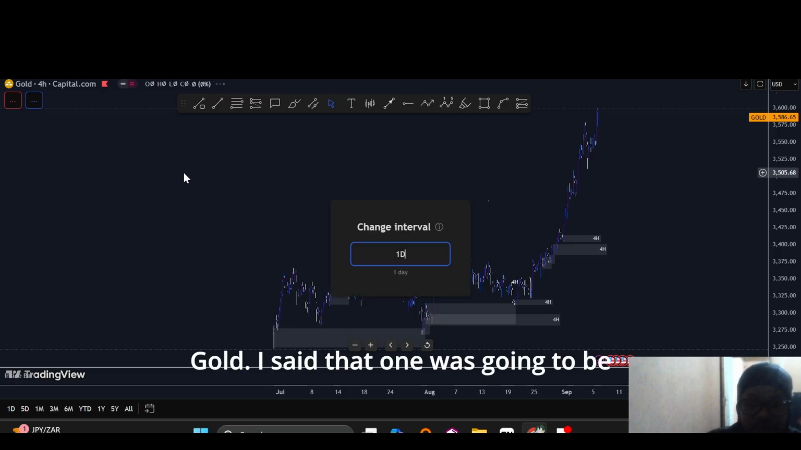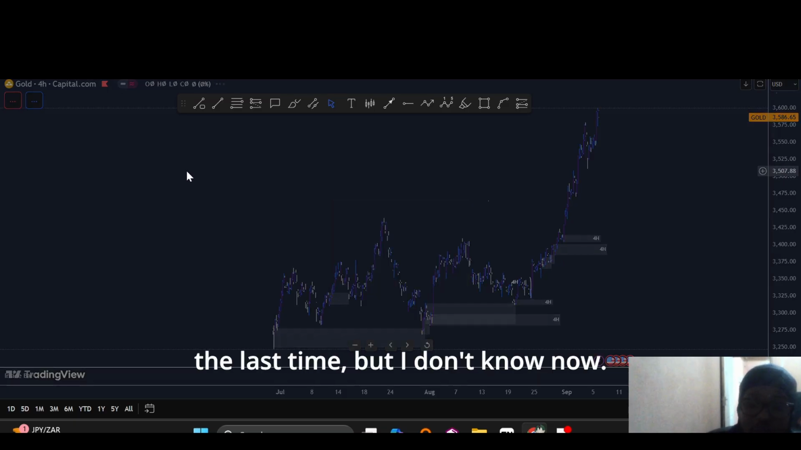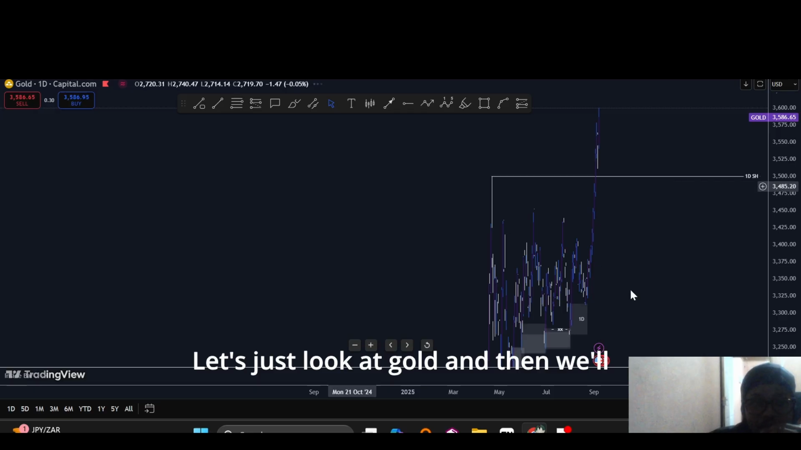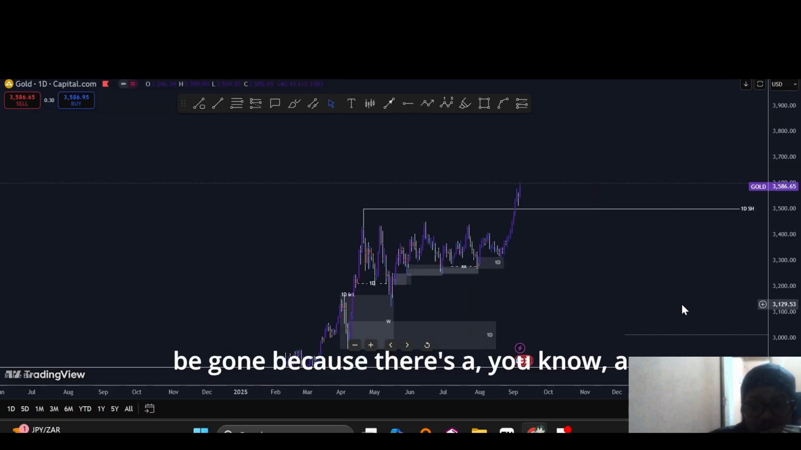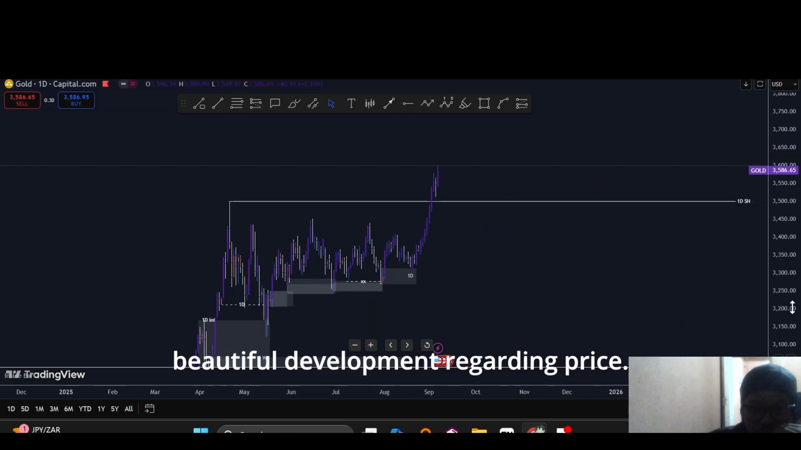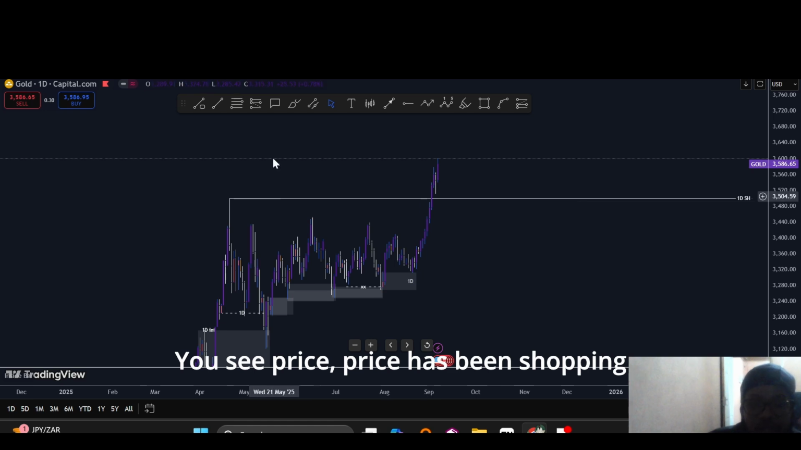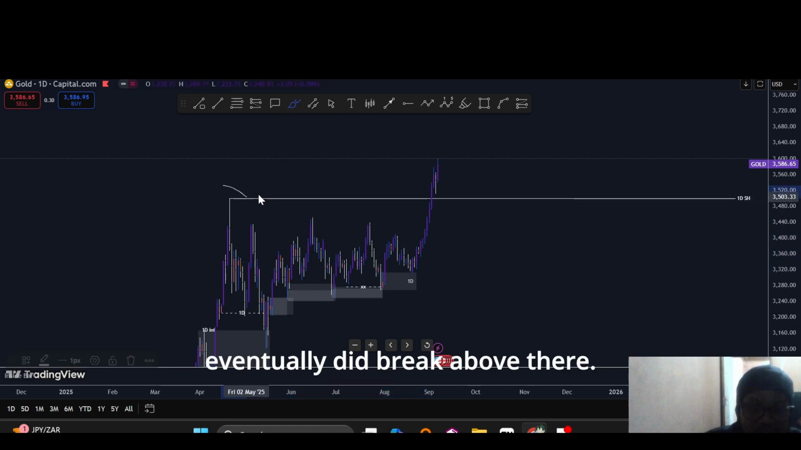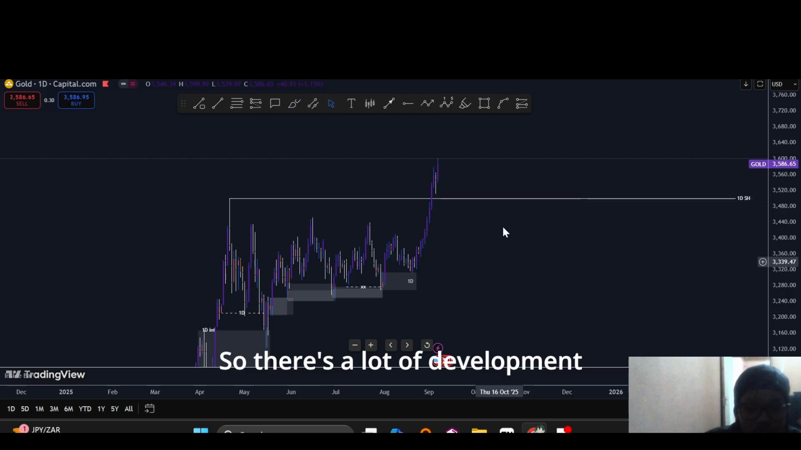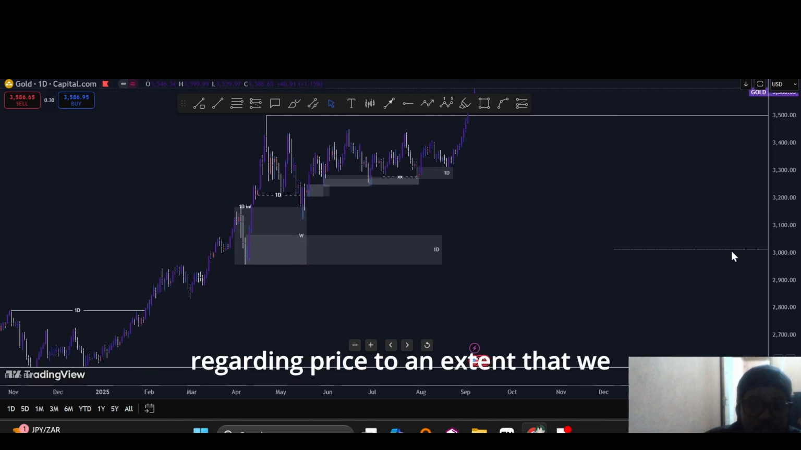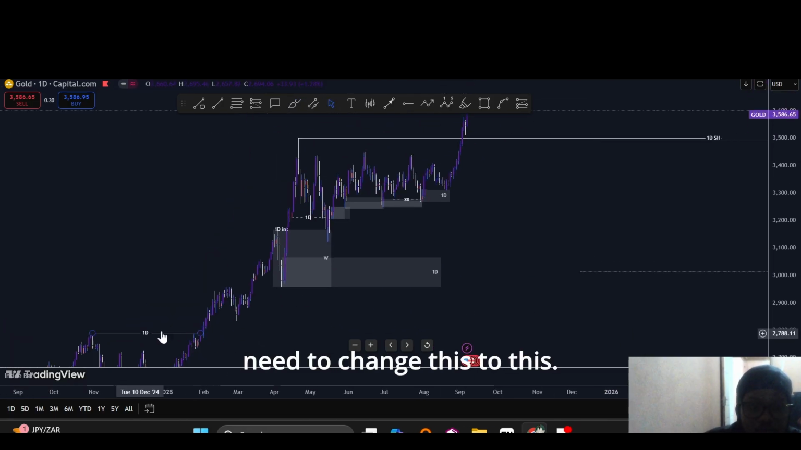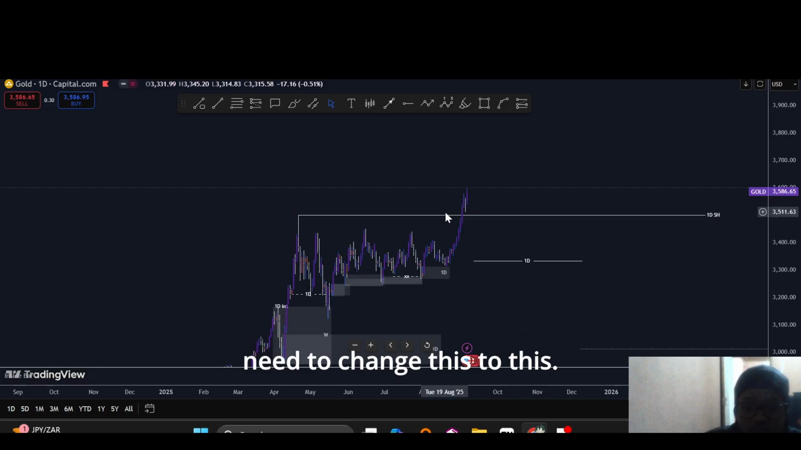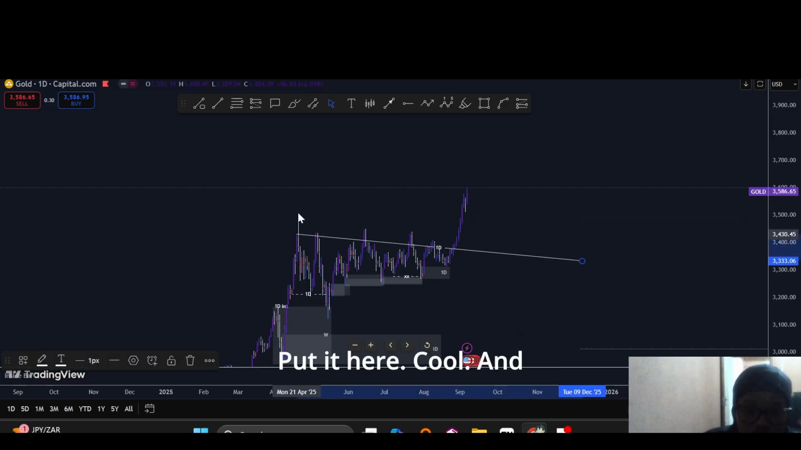Gold there. I said that one was going to be the last one, but I don't know now. Let's just look at gold and then we'll be gone, because there's a beautiful development regarding price. We see price has been chopping here for a while. It eventually did break above there, so there's a lot of development regarding price to an extent that we need to change this to this. Put it here.